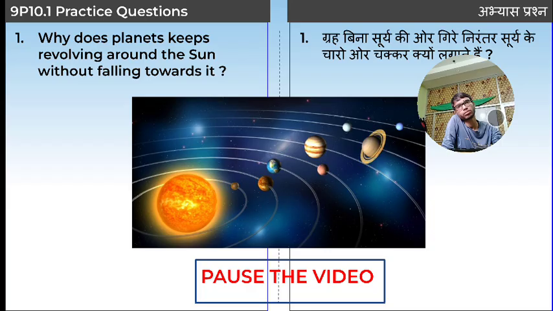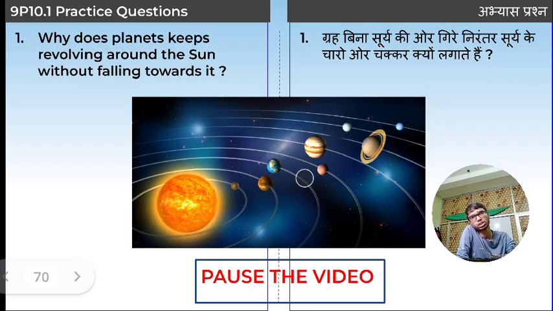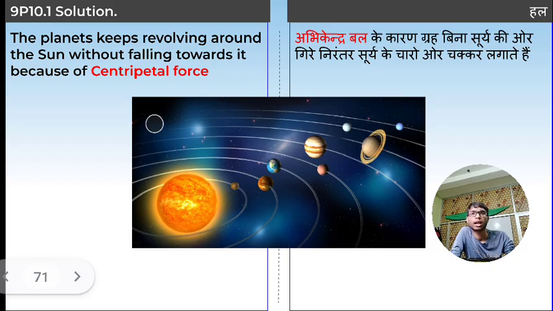Here, all these depend on this, and it is at the center. This is the answer. Why do the planets keep revolving around the sun without falling towards it? The reason is the centripetal force. The planets keep revolving around the sun without falling towards it because of a centripetal force. Yeah, we know.